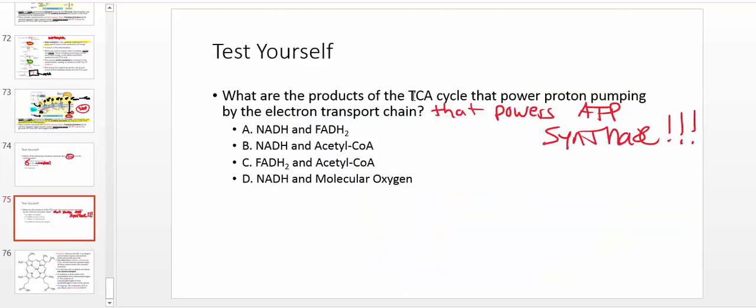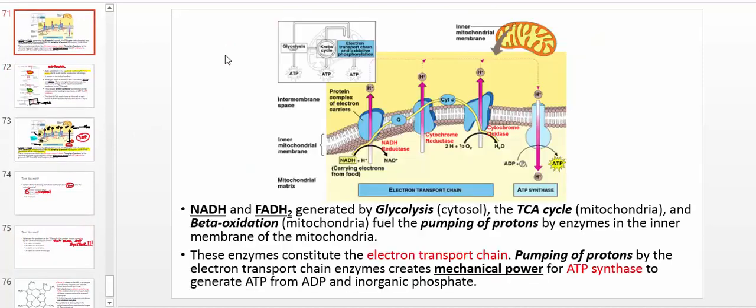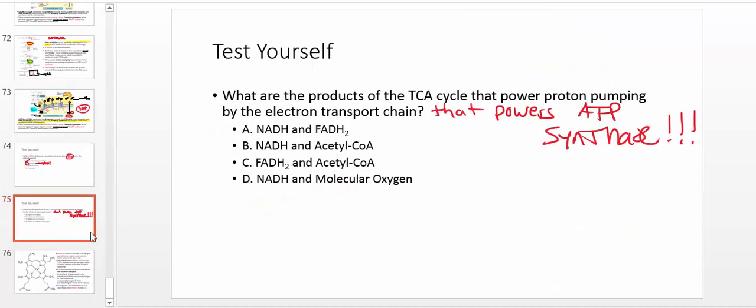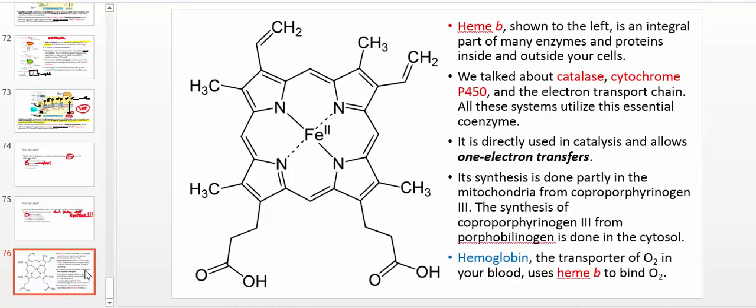So what are the two products of the TCA cycle that power proton pumping? Let's go back to the picture. I highlighted those. Those are going to be NADH, of which we generate 3 per cycle, and then 1 FADH2. So the answer in this case is NADH and FADH2. And there's just one more thing to go over.